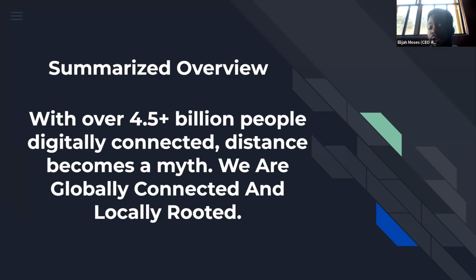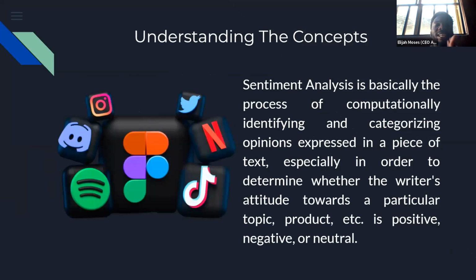People will just have to see you. You cannot hide, basically. So now that is on summarized overview. The summarized overview, in a way, brings an understanding of why this topic is important. If we're talking about 4.5 billion people, that is a large number. It's insane and it is good. So let's go further. Understanding the concept.